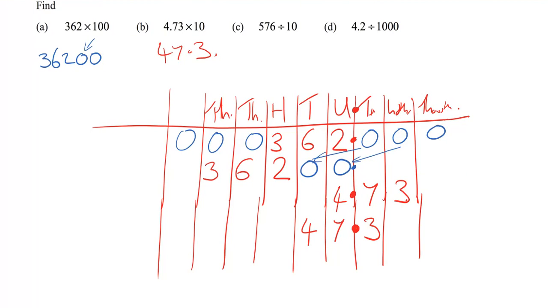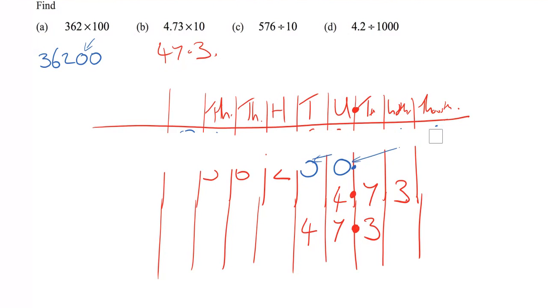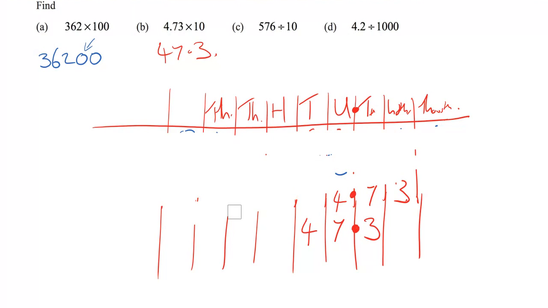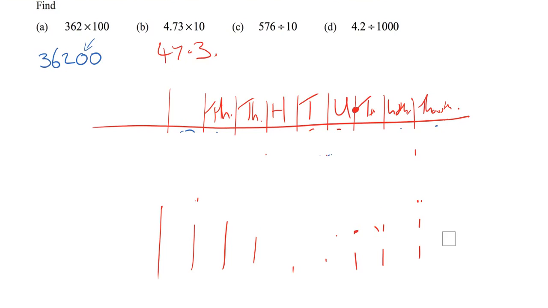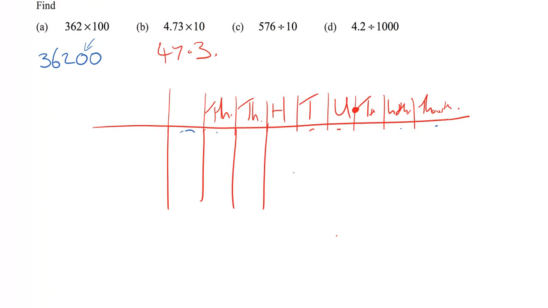So what do we think is going to happen when we divide? Well, it's going to be the opposite thing, isn't it? Because we're making things 10 times as small, or in part D, when we've got that 1,000 there, 1,000 times as small. So we're going to be pushing things in the opposite direction. I mean, division is the opposite of multiplication. So let's see what happens.